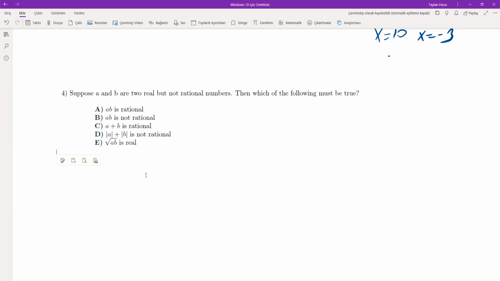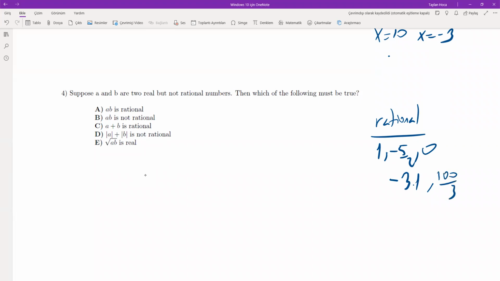Suppose A and B are two real but not rational random numbers. Then which of the following must be true? I made this question a bit more difficult. Rational numbers. What's a rational number? Rational numbers are the ones that we can write as a fraction, like 1, negative 5 over 2, 0, minus 3.1, 100 over 3, something like that.